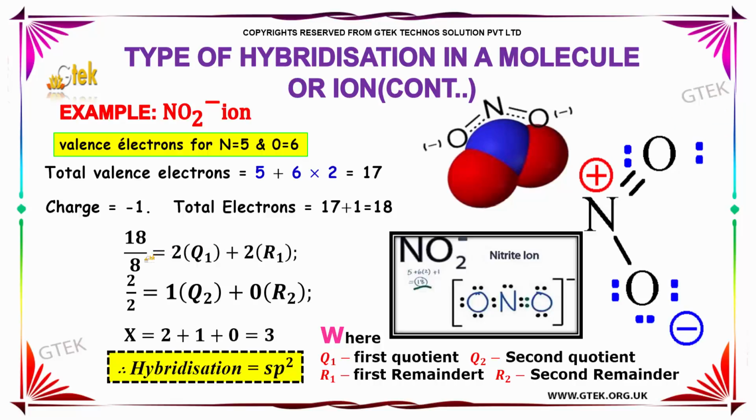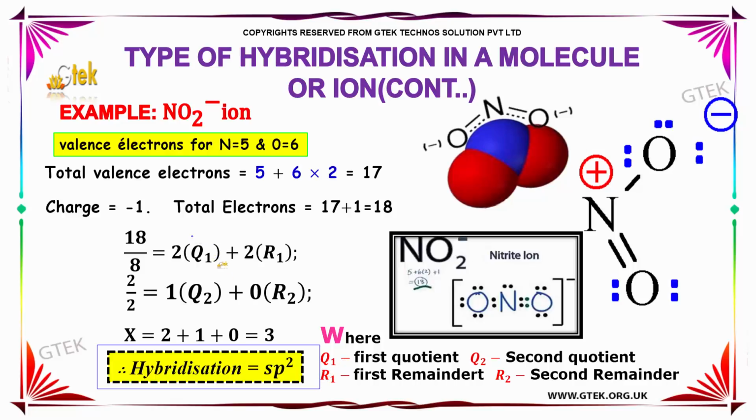Now I'm trying to divide 18 by 8, which will give 2 as the quotient, and 2 as the remainder. So 2 into 8 is 16, plus 2 into 1, that's your 2. Now we got the remainder 2, which I am trying to divide by 2. I got 1 as quotient, 0 as remainder. Now the value of X is 2 plus 1 plus 0, so it's 3. Obviously the hybridization is sp2.